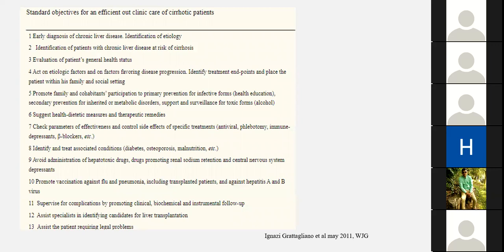The standard objectives of cirrhosis management include early diagnosis of the chronic liver disease and identification of the etiology. Evaluation of the patient's general health status is important, and we have to think about the financial status of the patient also. We have to check the parameters of effectiveness and control the side effects of the specific treatments, avoid administration of hepatotoxic drugs, and promote vaccination against hepatitis B, hepatitis A and pneumococcus. We have to supervise the complications, assist the specialist in identifying candidates for liver transplantation, and also assist the patient requiring legal help.